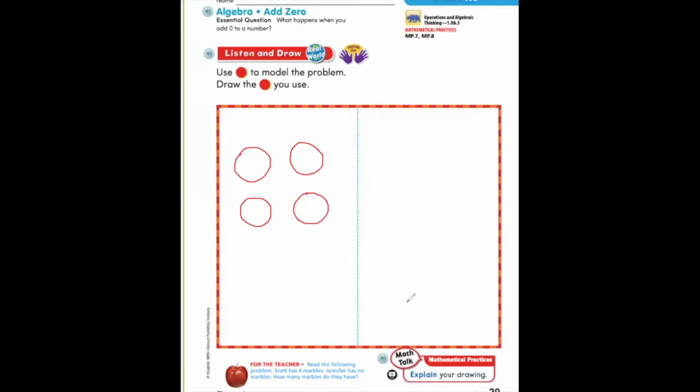How do we find the total if one part is 0? Well, let's count the counters that we do have. 1, 2, 3, 4. We found the total, which is 4. Now, let's look back at the question. The question says, how many marbles do they have? Our answer that we found is Scott and Jennifer have 4 marbles.